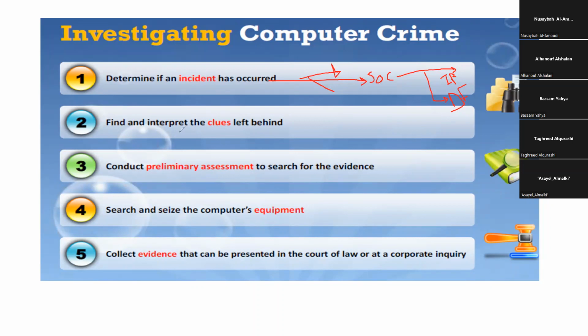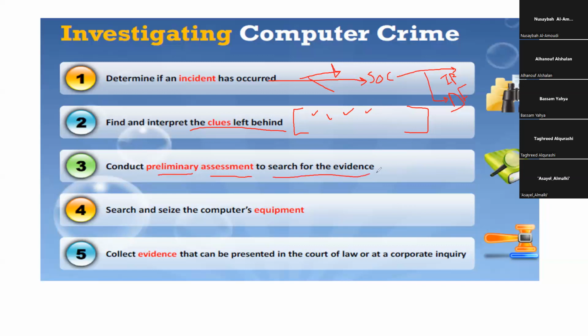Find and interpret the clues left behind. So this is basically extracting evidence from the operating system, extracting evidence from memory, extracting evidence from the hard drive, extracting evidence from the network connectivity. As we will see today in the lab, we will look at the network connectivity and start to look at the evidence in the network connectivity, and then conduct a preliminary assessment. This is also called a basic assessment of the situation to search for evidence.